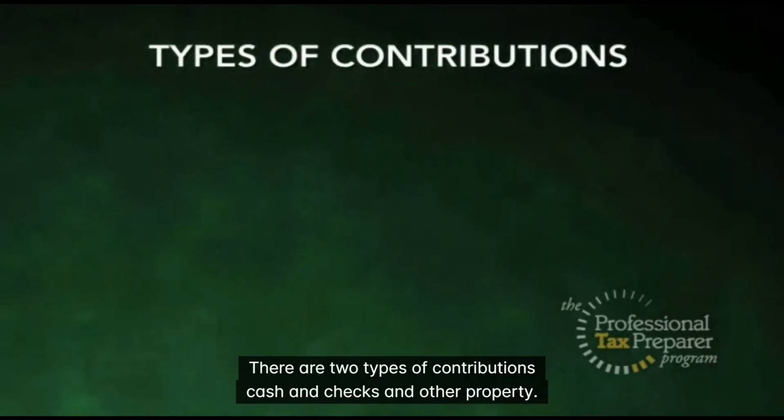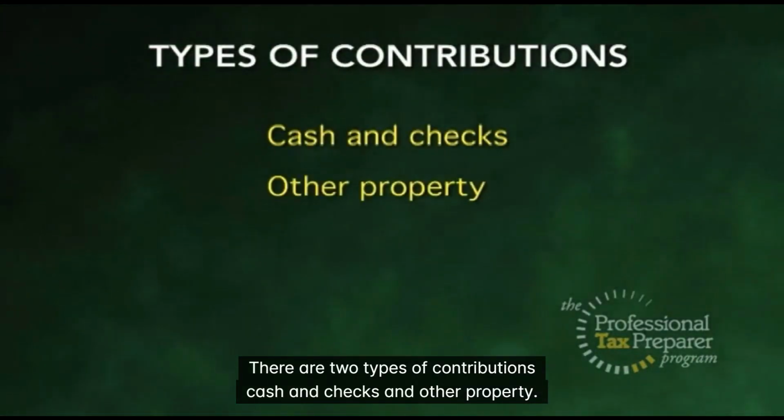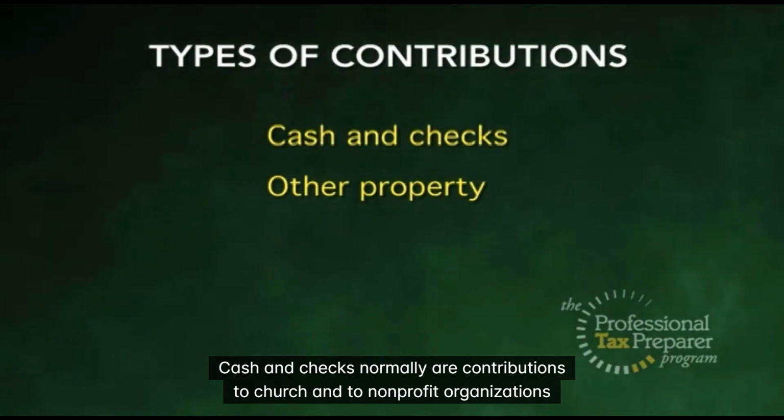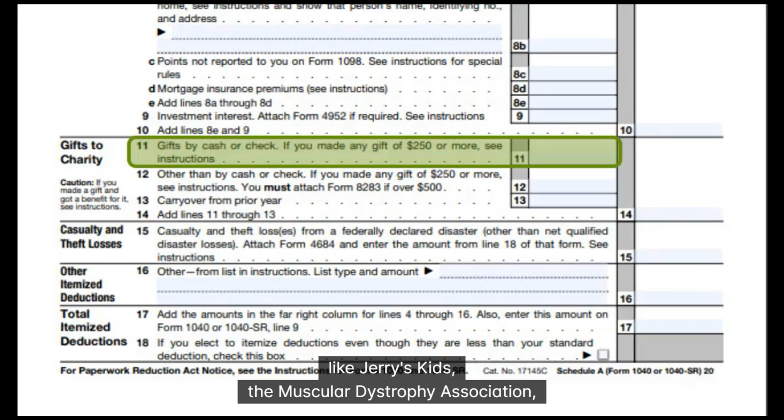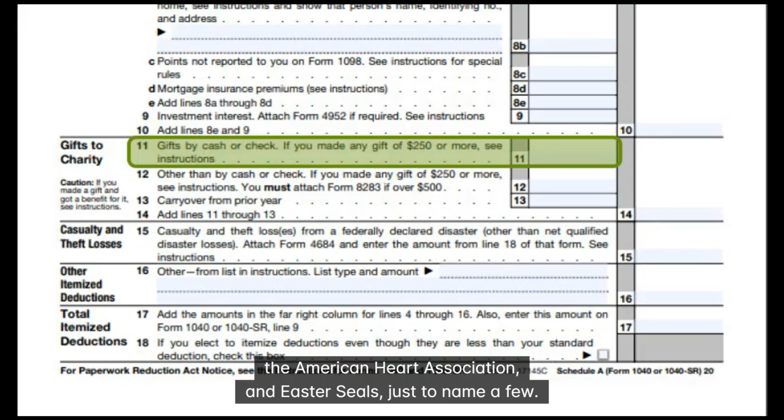There are two types of contributions: cash and checks, and other property. Cash and checks normally are contributions to church and to nonprofit organizations like Jerry's Kids, the Muscular Dystrophy Association, the American Heart Association, and Easter Seals, just to name a few.